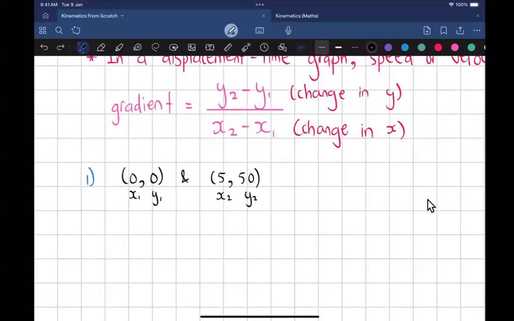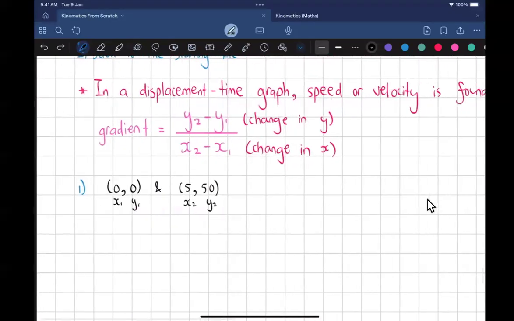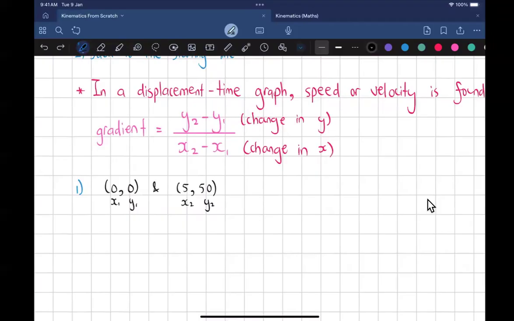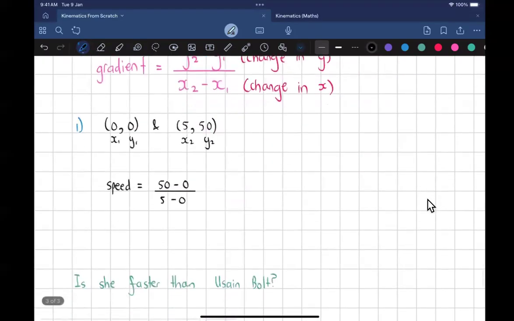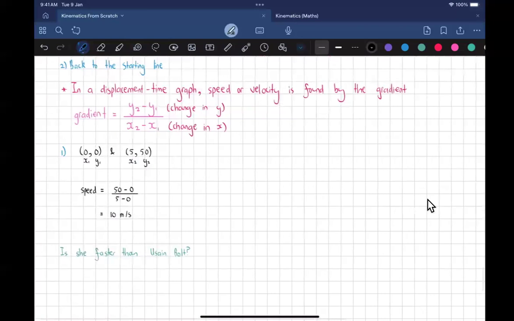Now, I'm not going to call it the gradient. We know for a displacement-time graph, you use gradient to find the speed. So I'm going to call it the speed. To figure out the speed, it's going to be y2 minus y1: y2 is 50 minus y1 is 0, all over x2 minus x1, which is 5 minus 0. Haley, what is 50 minus 0? 50. What's 5 minus 0? 5. So it's 50 over 5, which is 10. The answer is 10 meters per second. You understand that? Yeah. Cool.